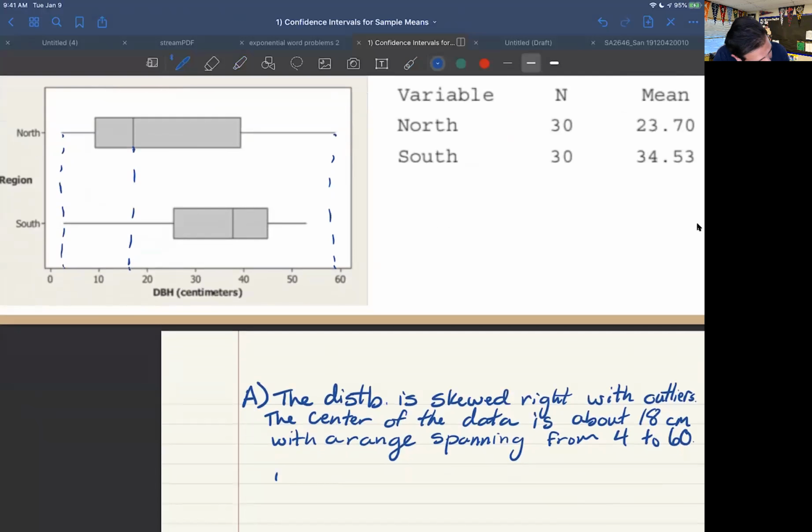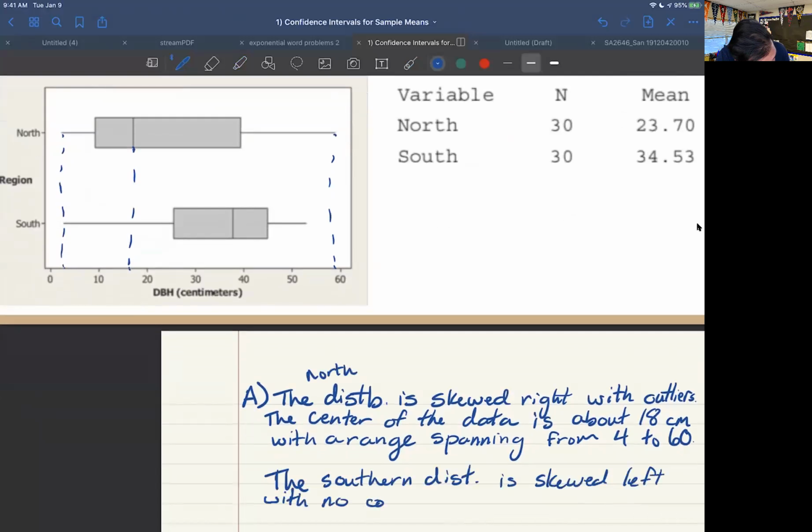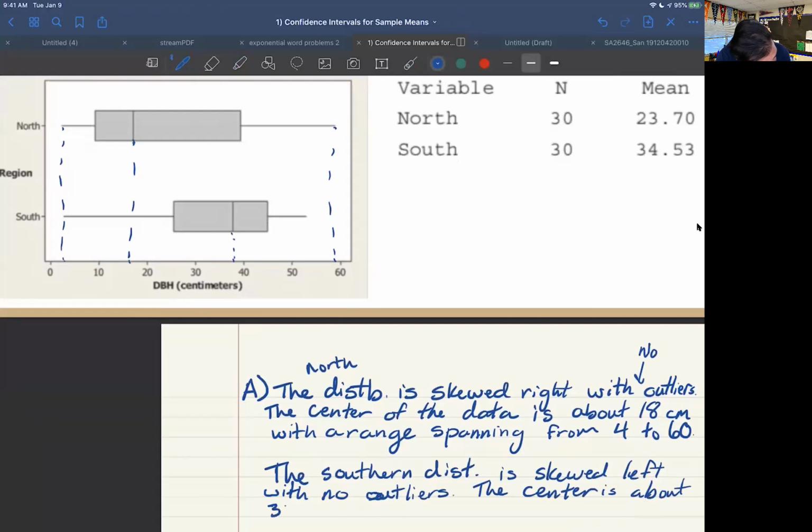Let's talk about the north or the south. The southern distribution is skewed left with no outliers. The center is about 38 centimeters.